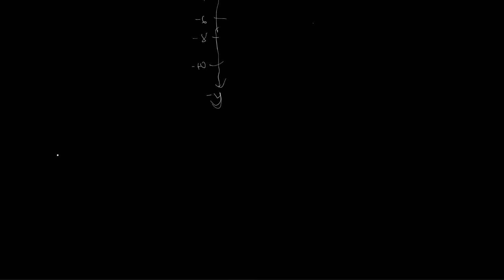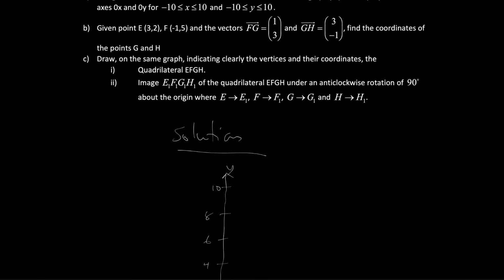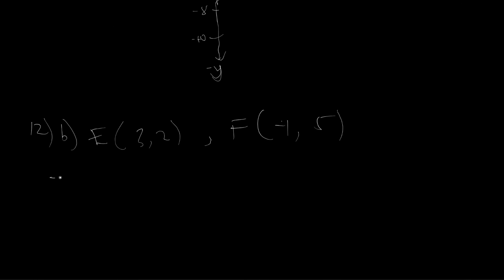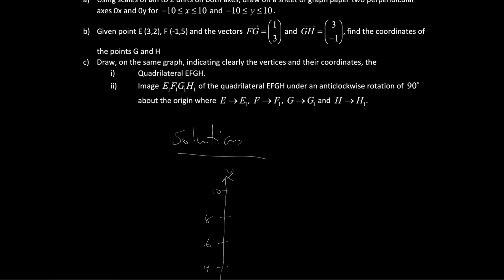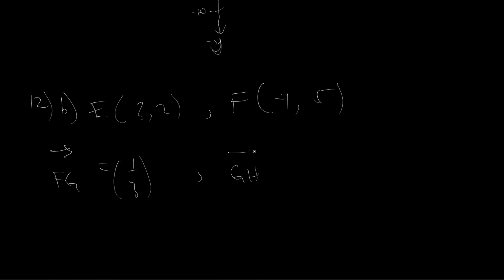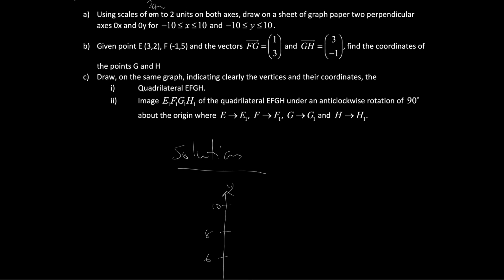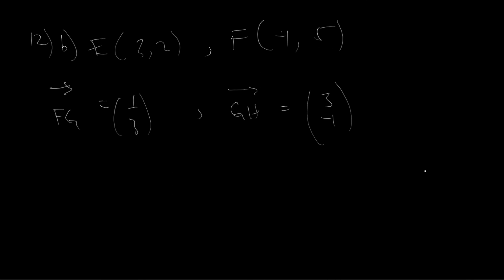So question 12B. Given points E (3, 2) and F (-1, 5), and the vectors FG (1, 3) and GH (3, -1), we are asked to find the coordinates of the points G and H.